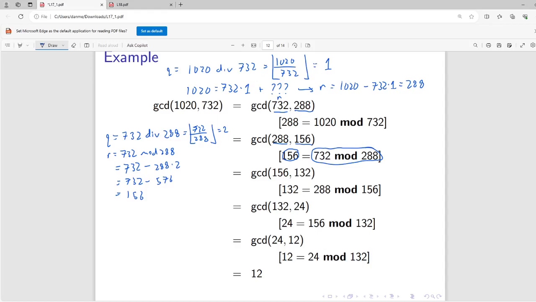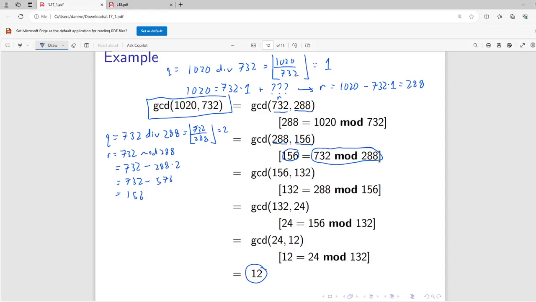12 goes into 12, and 12 also goes into 24. And that has to be the largest integer, since one of these numbers is actually 12, right? So then the greatest common divisor of 24 and 12 is actually 12, which is also the greatest common divisor of 1020 and 732. Okay? So that's the way that this is going to work using that result.